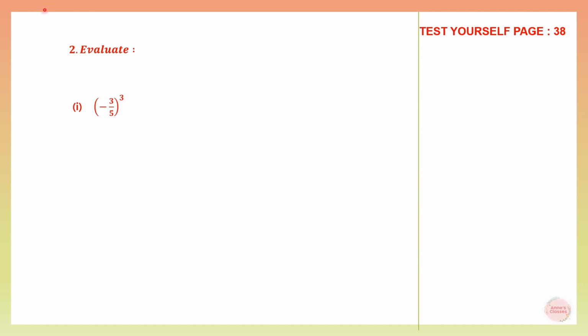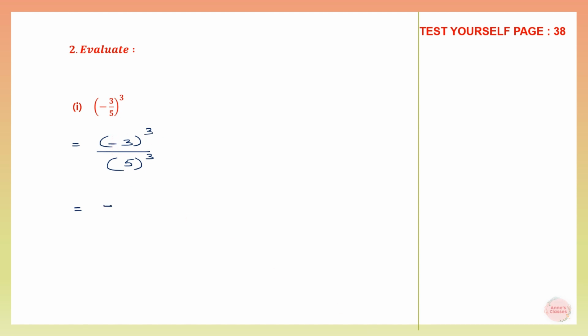Question 2. Evaluate. In that first one is minus 3 by 5, the whole raised to the power of 3. So this will be equal to minus 3 raised to the power of 3 by 5 raised to the power of 3. Now here we know when you have a minus sign and our power is an odd number, your answer will always have a minus sign.